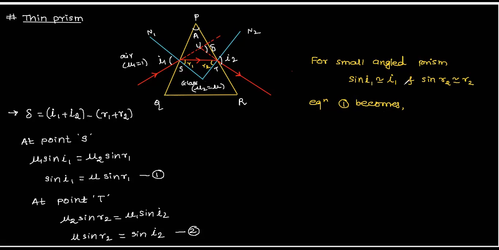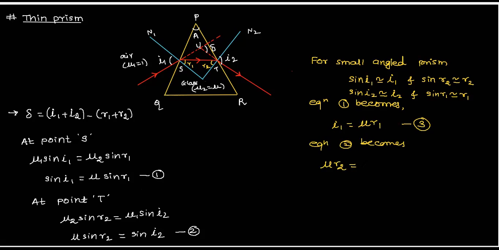Right? Similarly, here even sine of I2 will be nearly equal to I2, and sine of R2 is nearly equal to R2. Okay. So equation 1 becomes, sine I1 is I1. So therefore, I1 is equal to mu R1. Call this equation number 3. And equation 2 becomes mu R2 is equal to I2. Call this equation number 4.